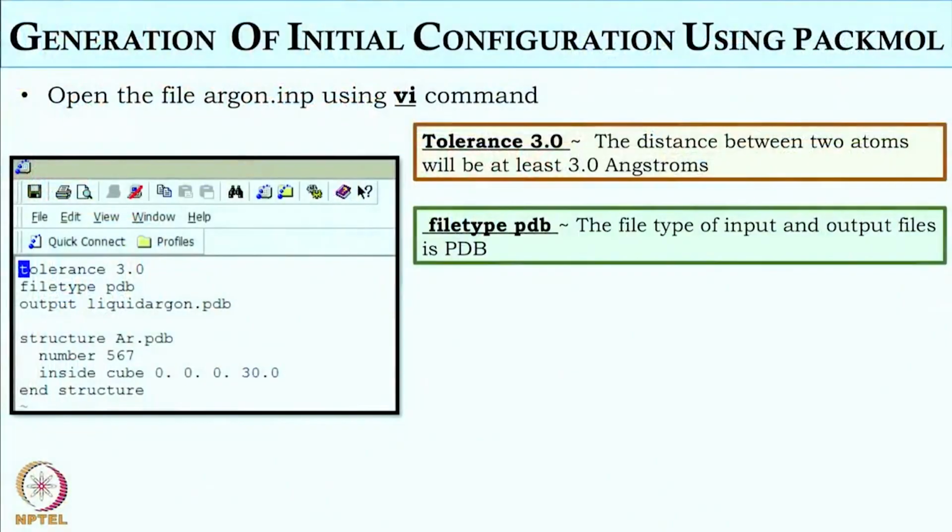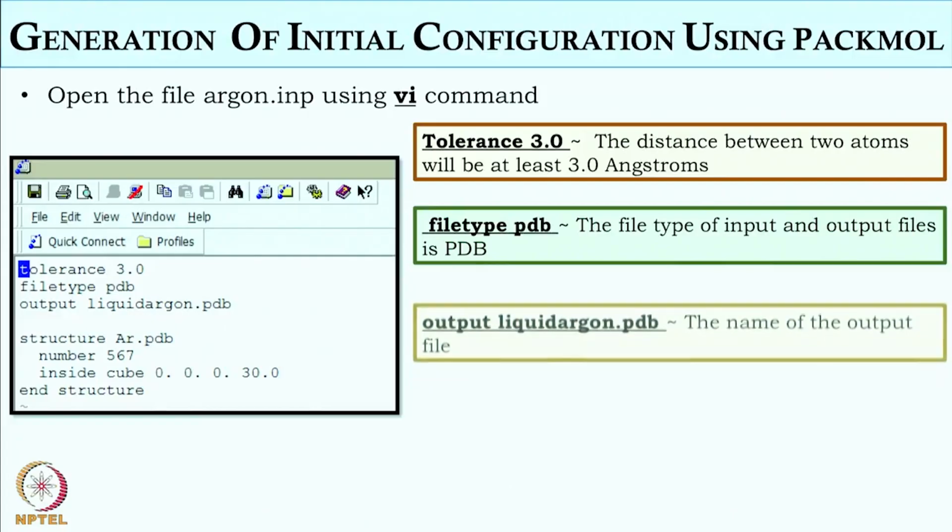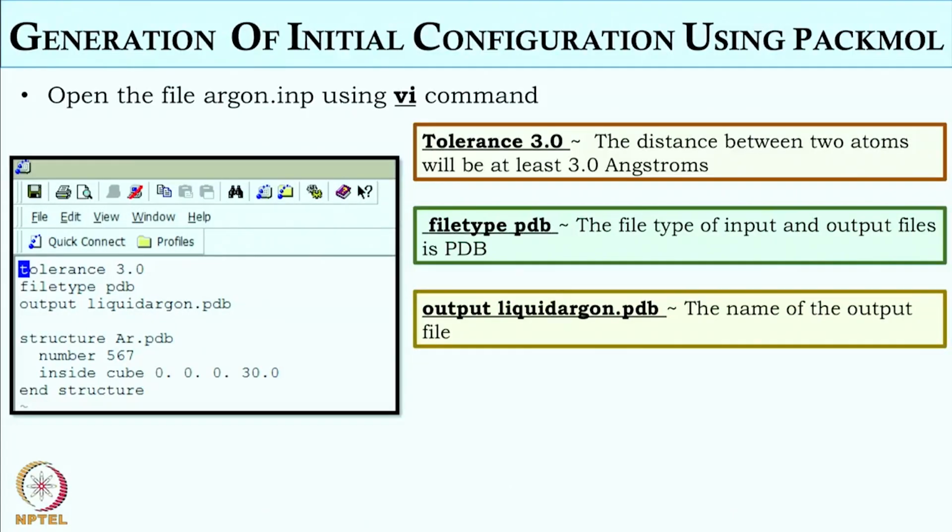Right. Then there is filetype pdb, because in PACKMOL we are using the PDB file format. And then there is output liquidargon.pdb. It is user defined. The user can give any name according to their convenience, like the simulation they are performing. But this filetype pdb, is this not there in your INP file? This is there in the INP file, filetype pdb. It is the second statement. What it means is that the input file which we are providing, like argon.pdb, is in the format of PDB.